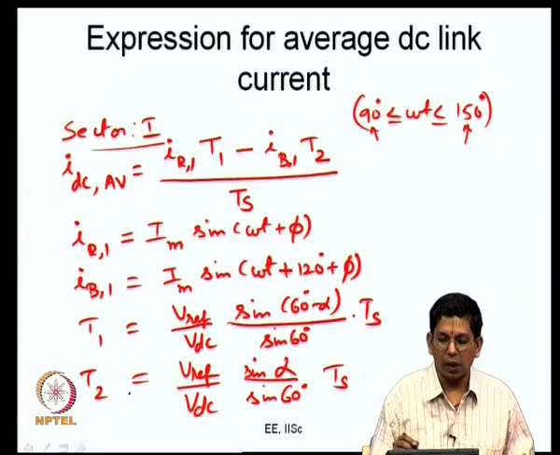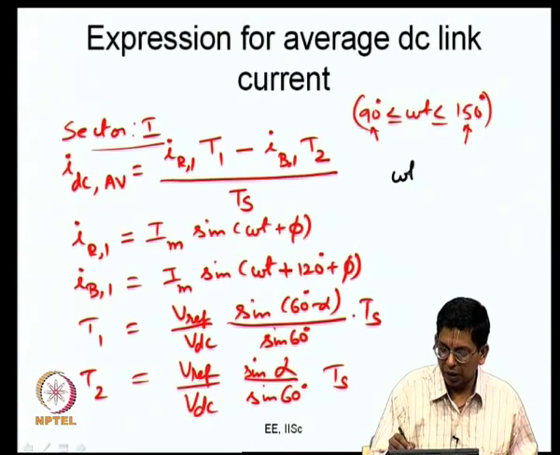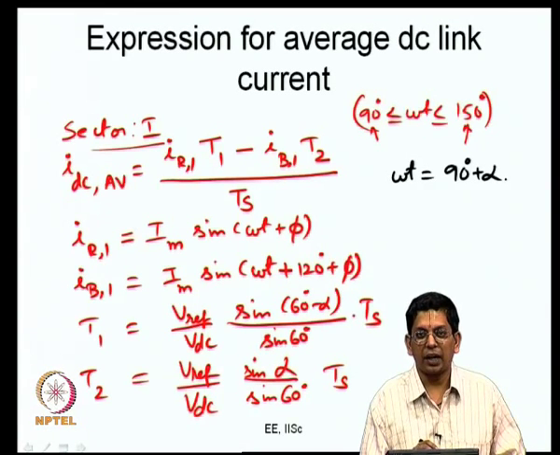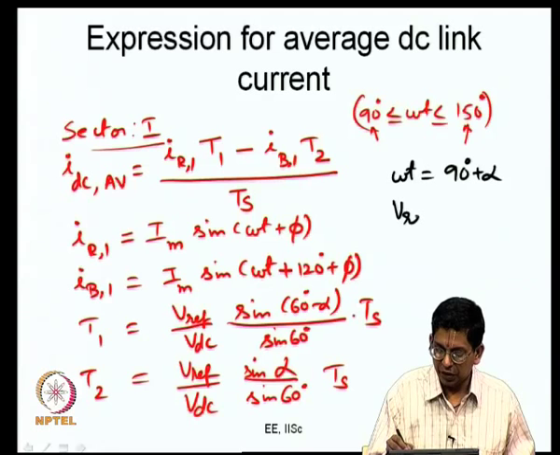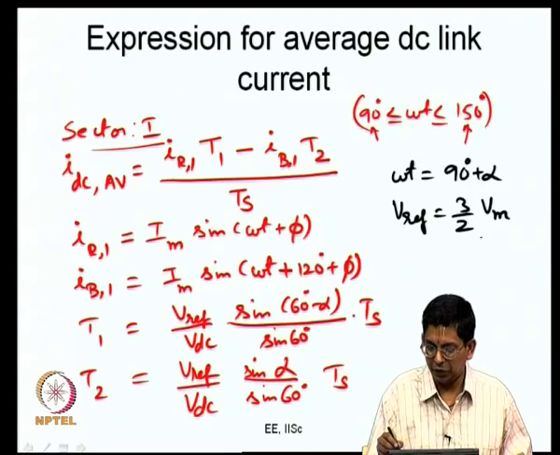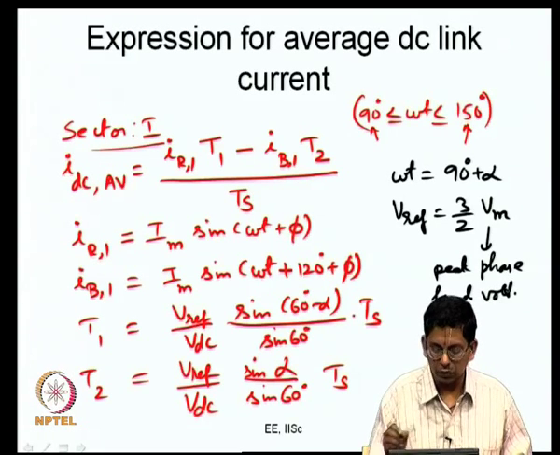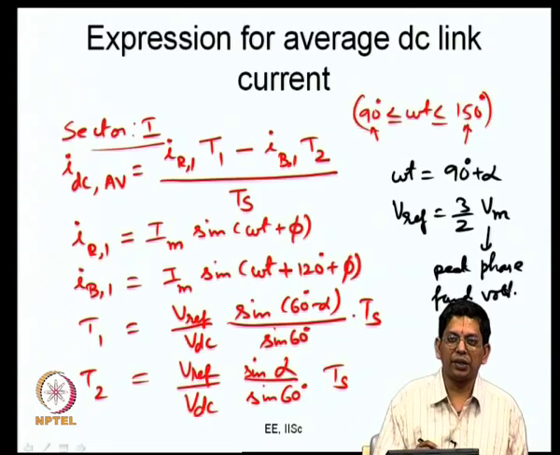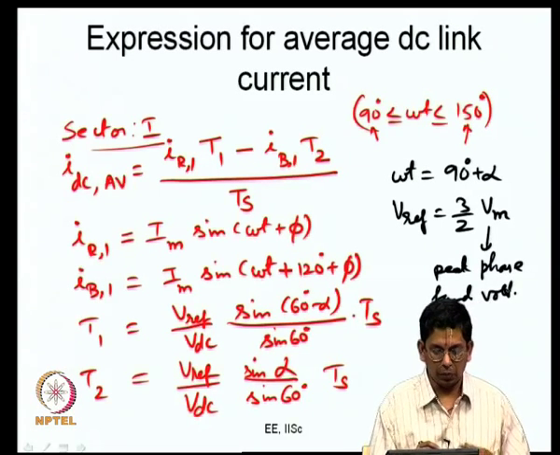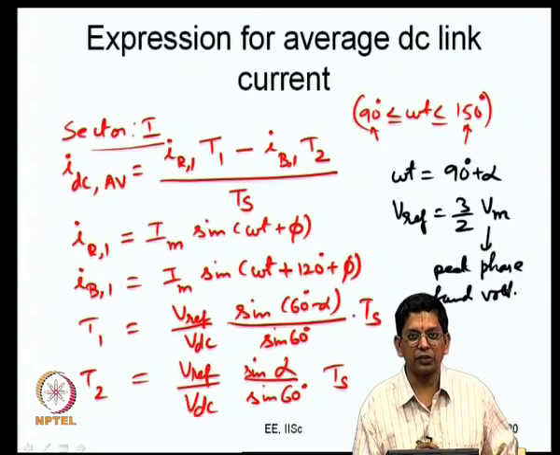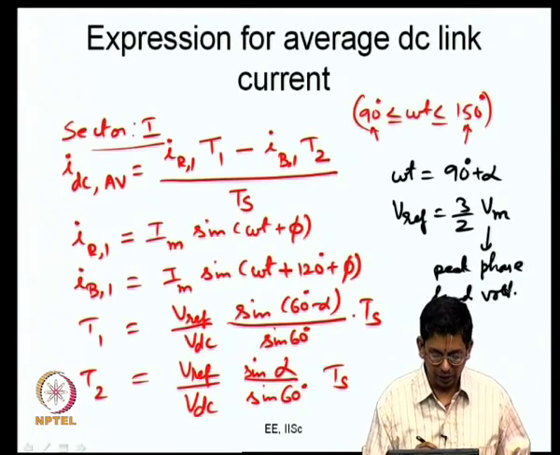So, now you are in sector 1. In sector 1, whatever is your alpha, omega t is equal to 90 degree plus alpha is the relationship between omega t and alpha. Further, Vreference is equal to 3/2 times Vm, where Vm is the peak phase fundamental voltage. When you substitute all these quantities, you can deduce an expression for the average current. Let us just do this one more step in the following one.